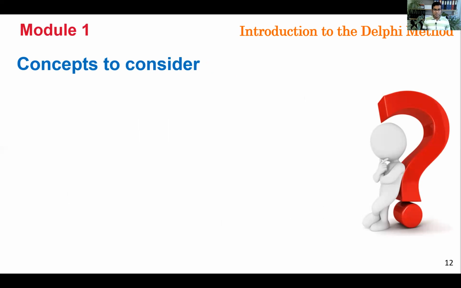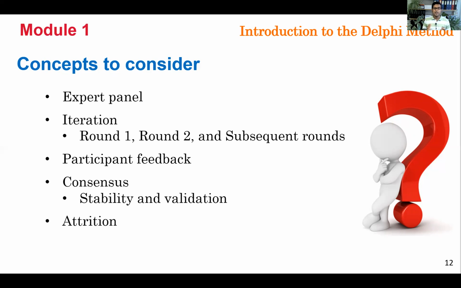Finally, concepts to consider. Here we discuss the important areas or concepts to consider under these given titles when designing a Delphi study. Expert panel. Avoid labeling participants as experts without being explicit about participants' expertise. Consider the homogeneity or heterogeneity of the sample when deciding sample size. Iteration. Three rounds of iteration in a Delphi are optimal.